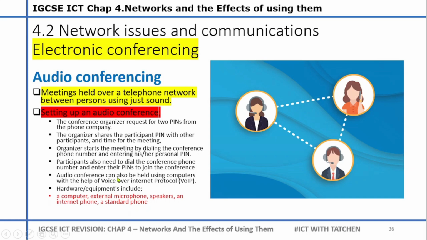A conference can also be held using computers with the help of voice over internet protocol. So that's audio conferencing. The hardware and equipment for audio conferencing will include a computer, external microphones, speakers, internet, phone, and you could also make use of a standard phone. This is an example here, three people talking to each other. They don't need to see each other, so that's audio conferencing.